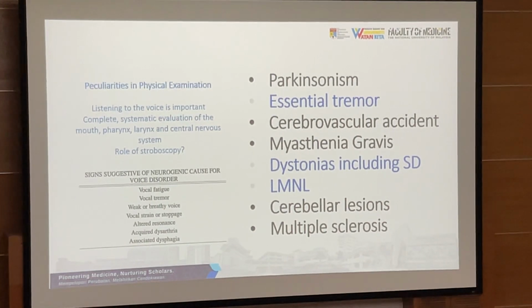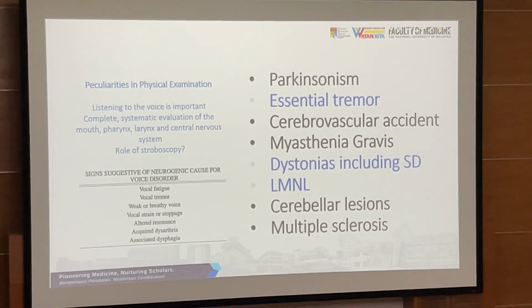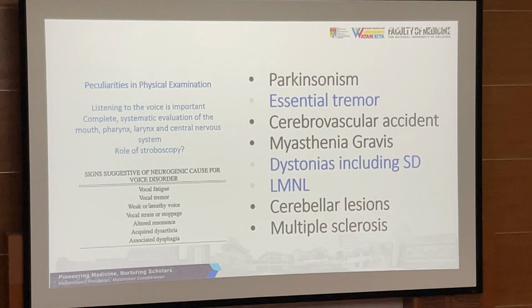When you are presented with a patient with voice disorder, they can present with other associated symptoms. Some of the signs or symptoms can suggest that the disease is in fact neurogenic in cause. Number one, if the patient has vocal fatigue. Number two, if there's obvious tremor. But if you have never listened to a tremulous voice, then you won't know what it is.